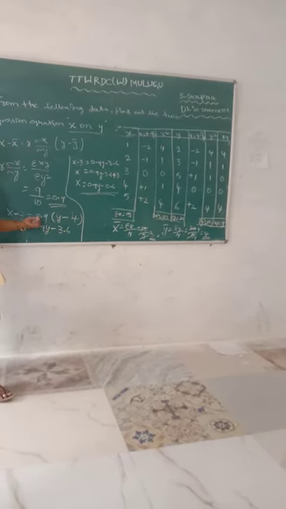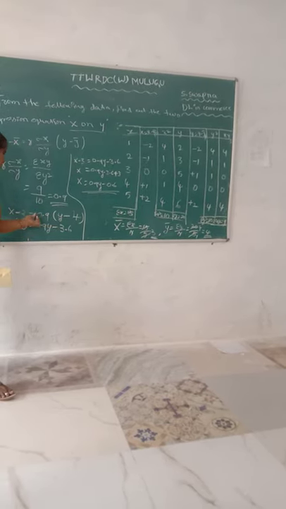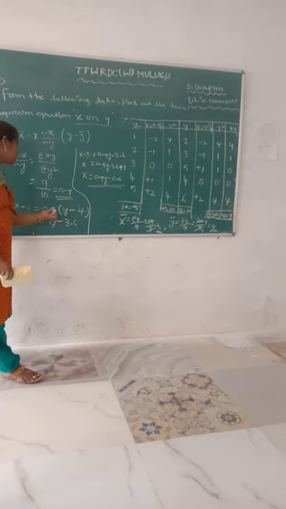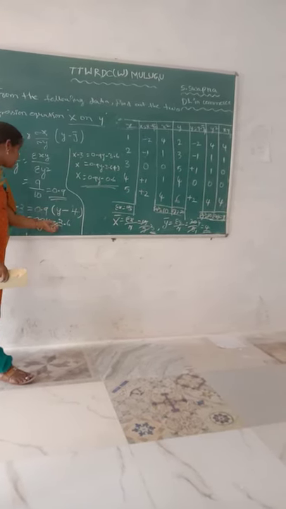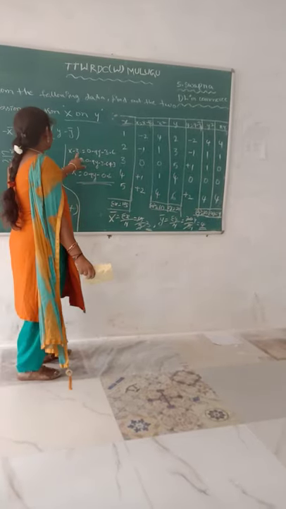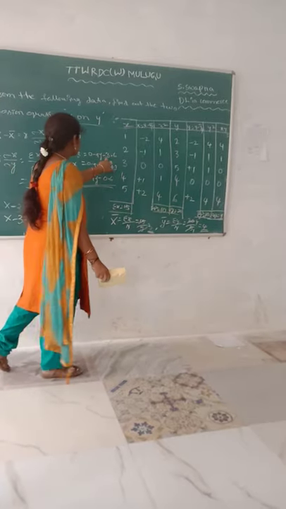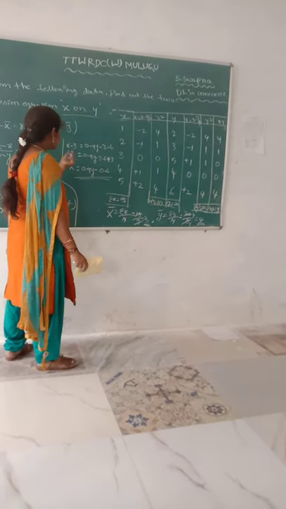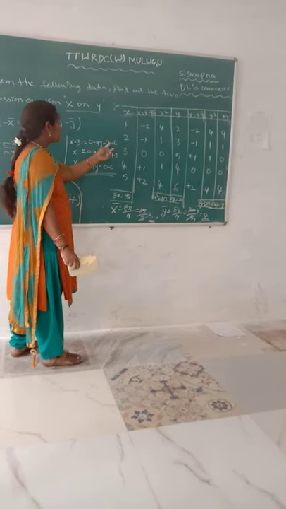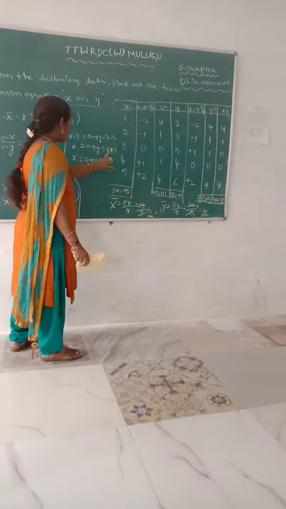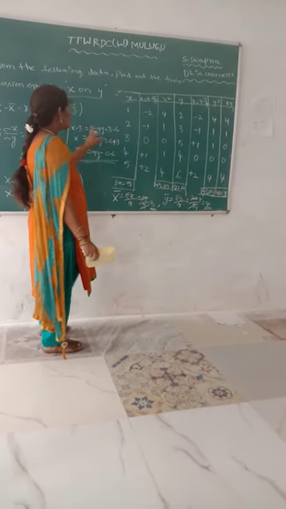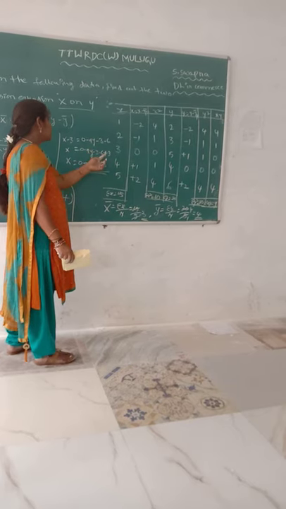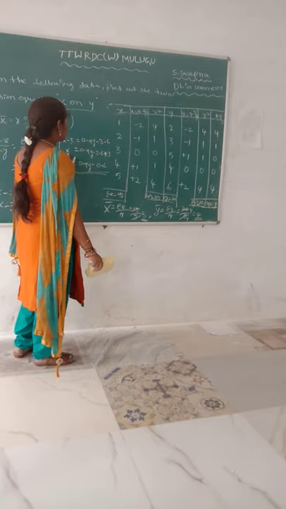X minus 3 is equal to 0.9 into y, 0.9y, minus into minus, and 0.9 into 4 means minus 3.6. Now x minus 3 is equal to 0.9y minus 3.6. Now x is the variable of the regression equation x on y, so x is equal to 0.9y minus 3.6. 3 carried forward to the other side, plus 3: minus 3.6 plus 3. Okay, x is equal to 0.9y minus 0.6. This is the regression equation x on y.